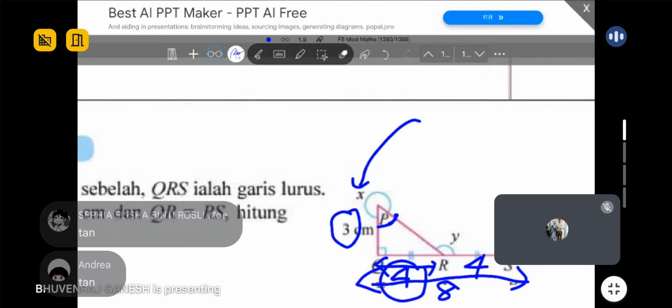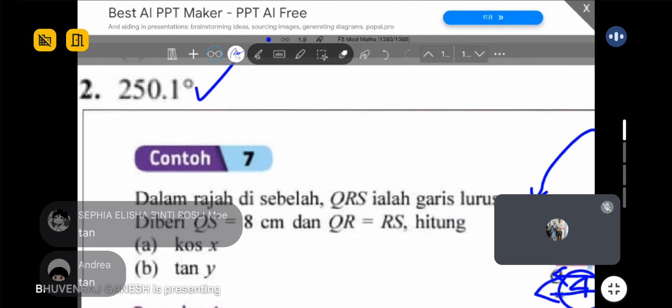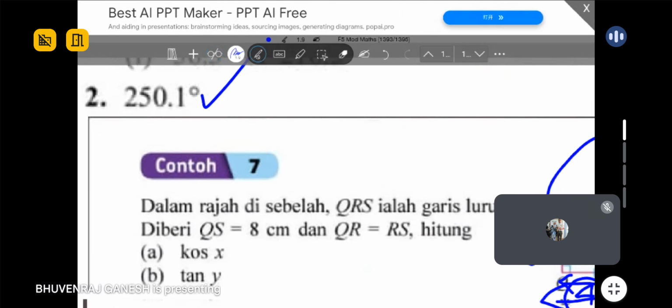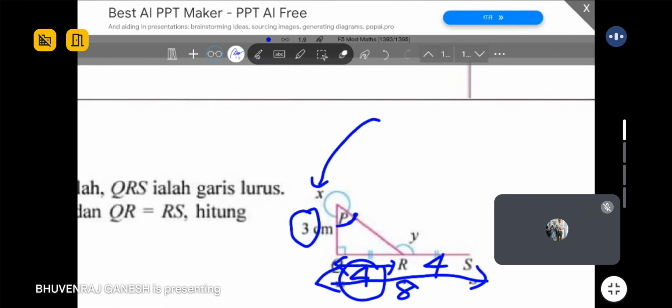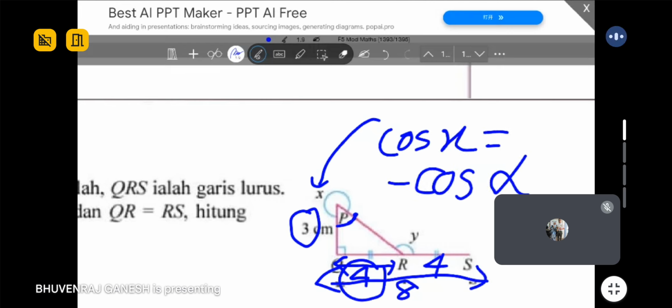Very good. Okay, boleh. Tangent boleh. Tapi kalau kamu lihat soalan, dia suruh cari cos X kan. So lebih bagus kalau kamu cari cos juga untuk sudut tu. So basically if the question asks you cos X, you just use cos also. Maintain dalam cos. So cos X sama dengan negative cos alpha.